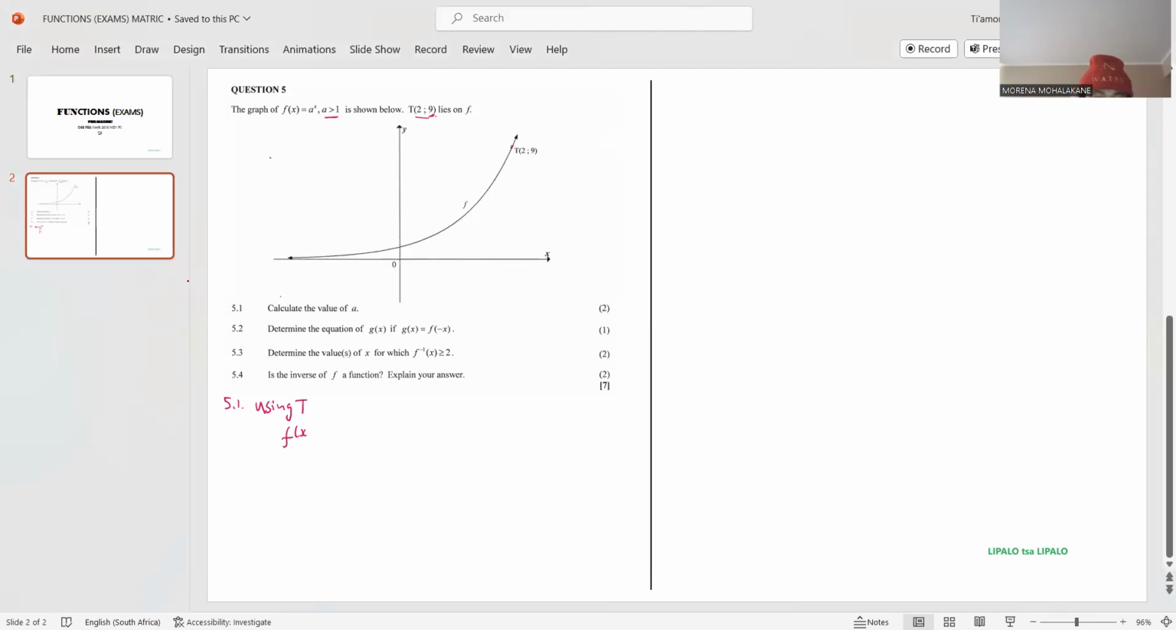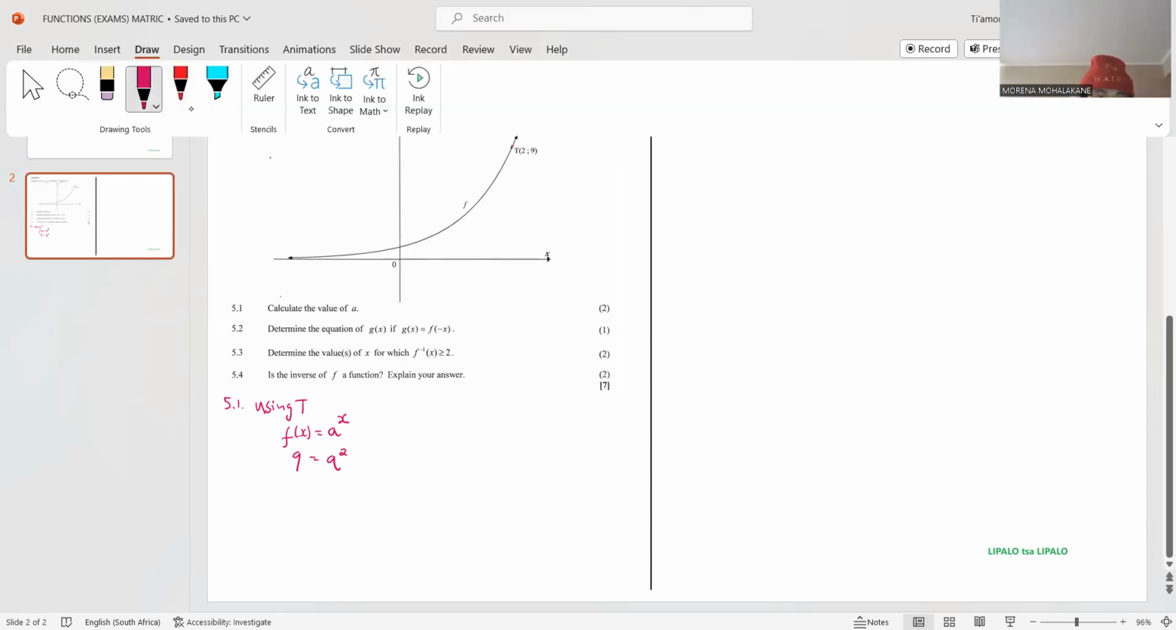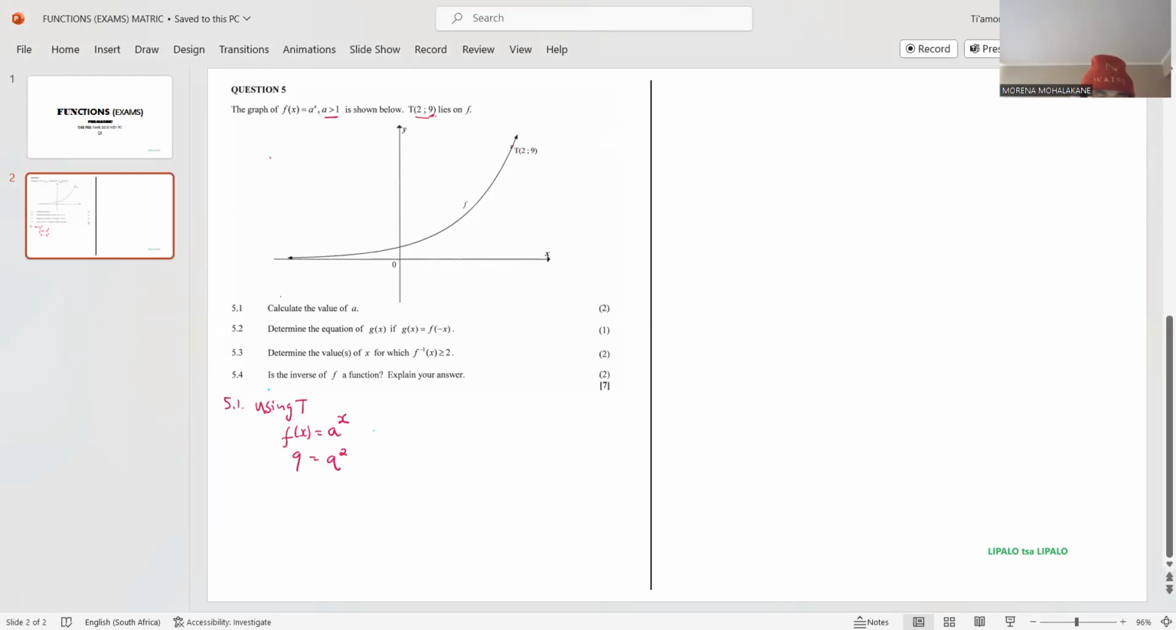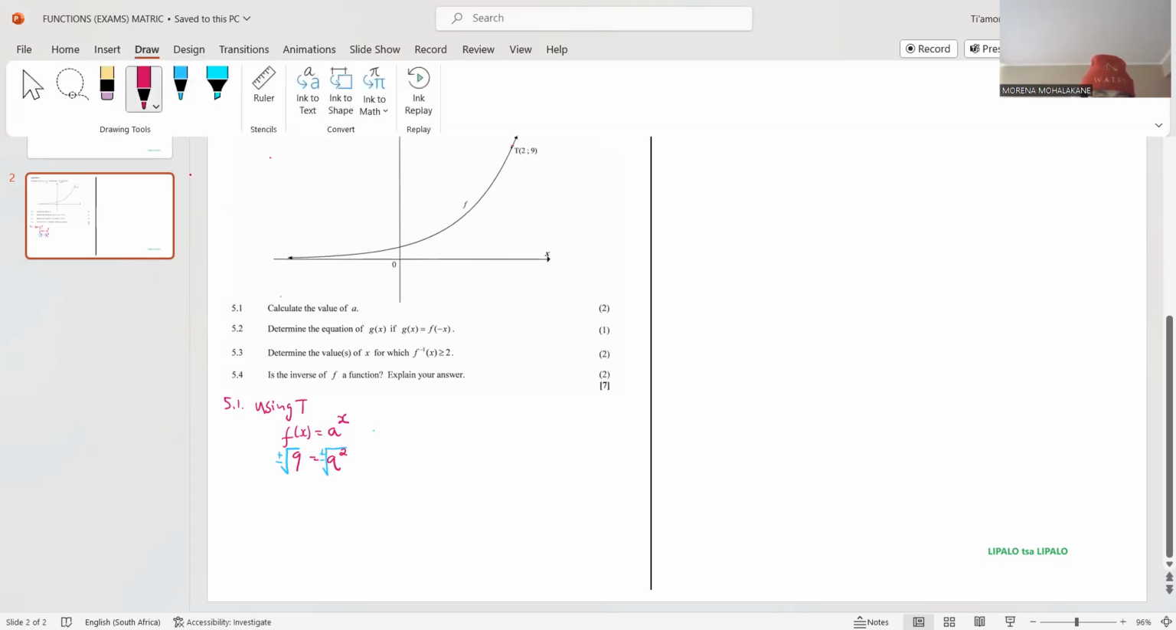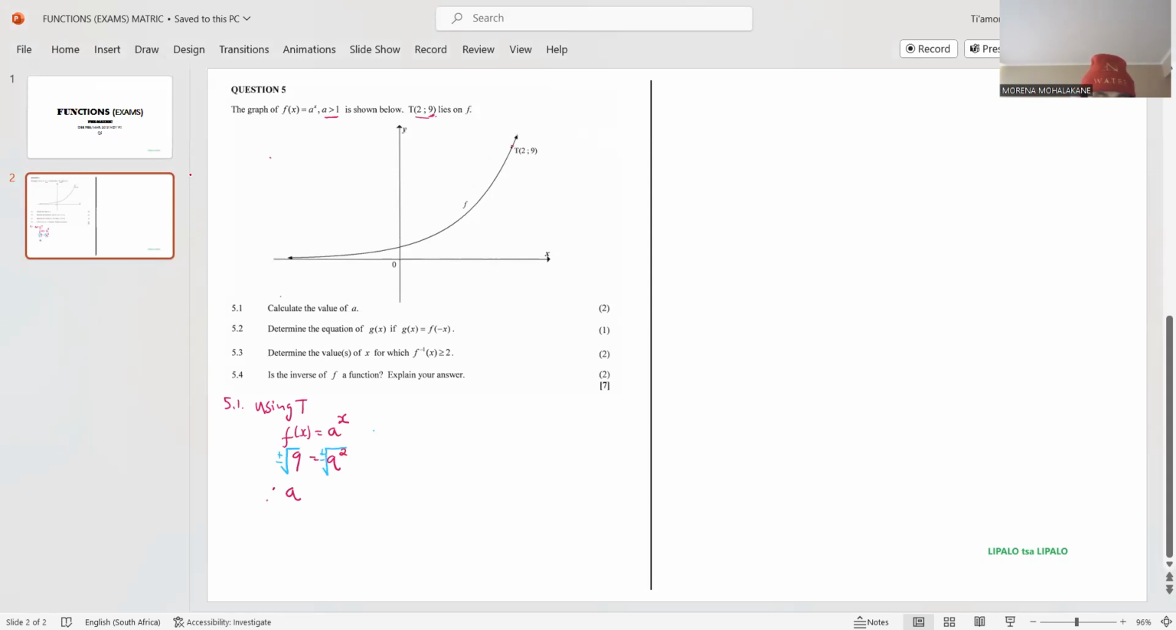So y equals a exponent x. I have 9, and the value of x is equal to 2. So I can square both sides. Eliminate the 2, so it's plus minus. So I can therefore conclude that the value of a is equal to a positive 3, because they told me that a is greater than 1, cannot be negative.